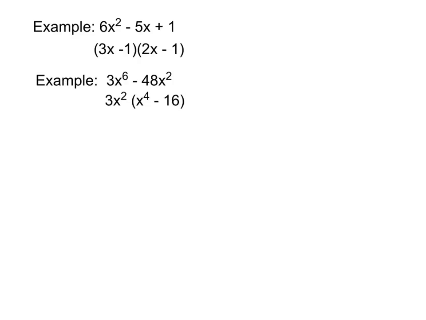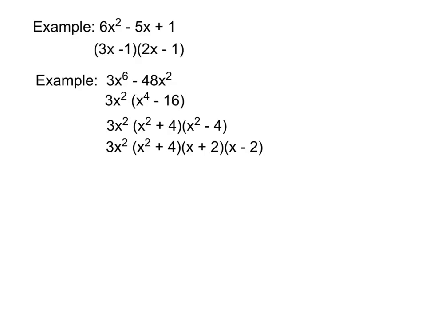We've got 2 terms separated by a minus sign, and those 2 terms happen to be perfect squares. So this is the difference of squares. So let's keep going for another step here and see what we get. So our result now is 3x squared times x squared plus 4 times x squared minus 4. Well, are we done? Well, not quite, because we've got another difference of squares here with our x squared minus 4. So let's factor that and see what we finally end up with.